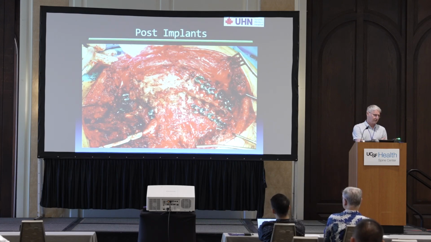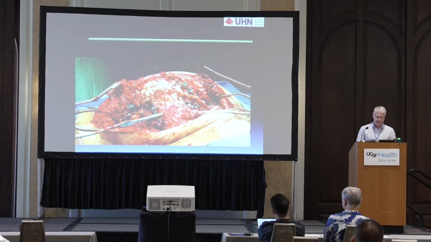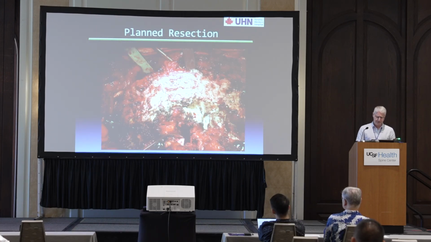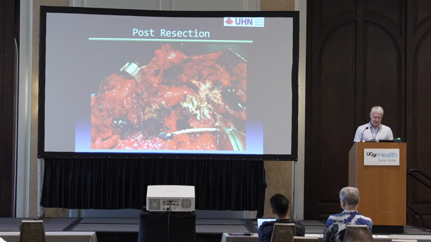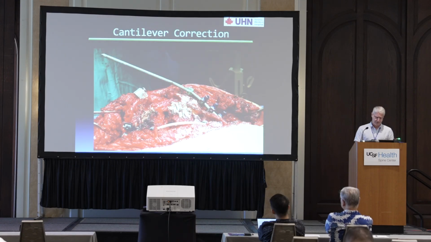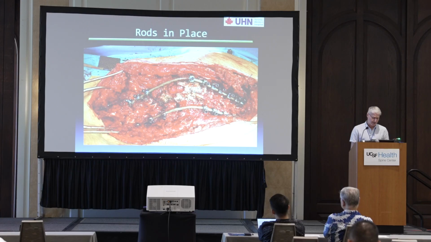You're only going to get the correction through the area where you do your osteotomies. After the implants, this is kind of what he looks like. This is our resection that we did. A big decompression around the osteotomy, a temporary rod we put in after, and then closure of the osteotomy. This is what we can get for him.